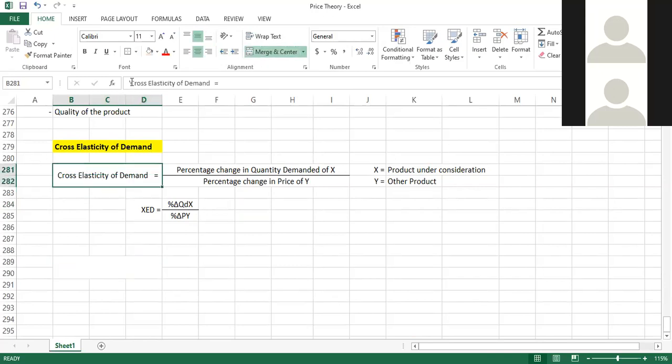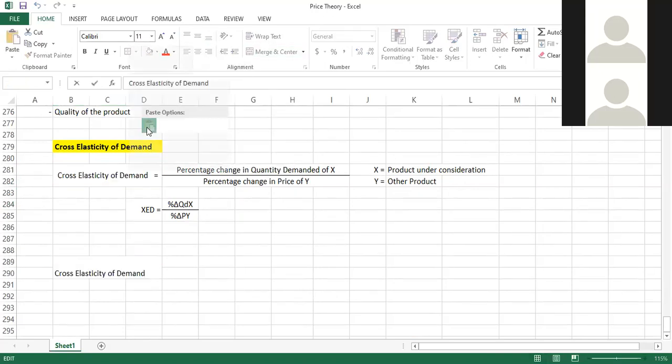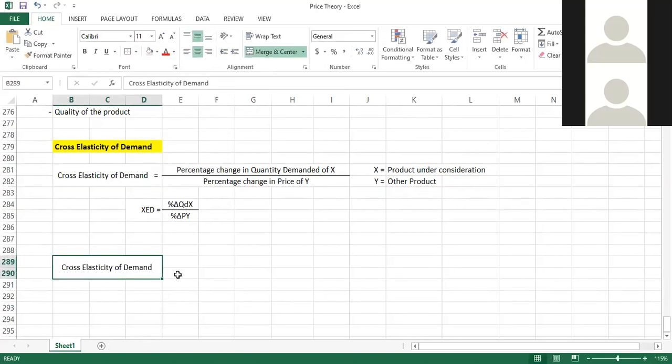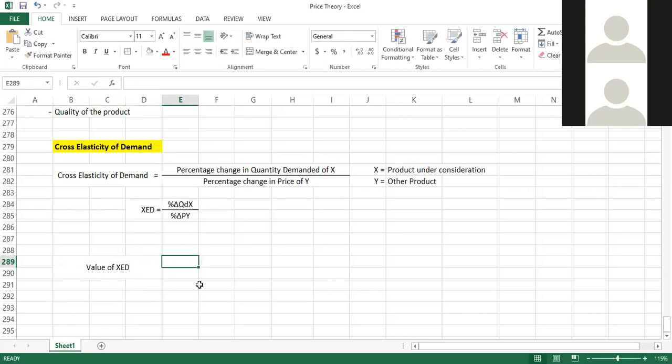Actually, the cross elasticity of demand can be either positive or negative, right? It can have both values. How is that? The value of XED can be positive or negative. Sometimes it can be positive, sometimes it can be negative. That depends on what?